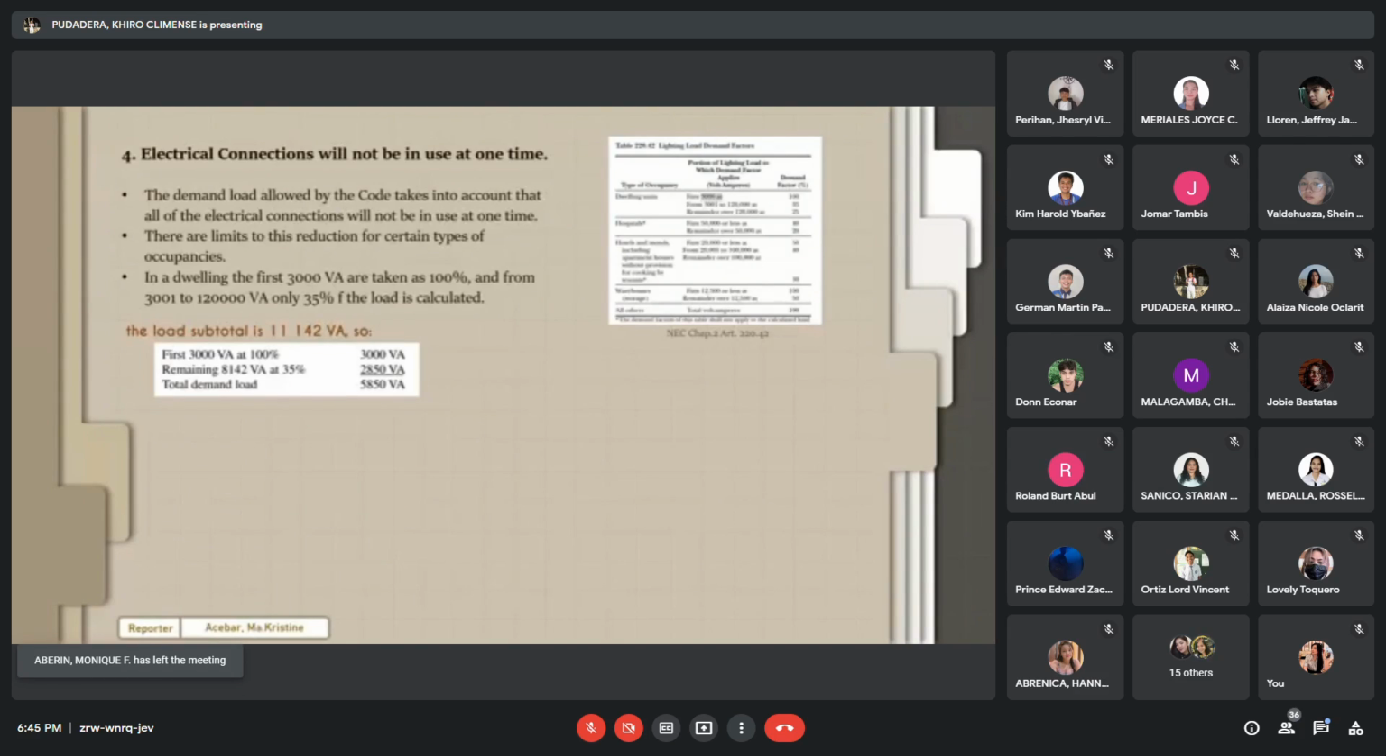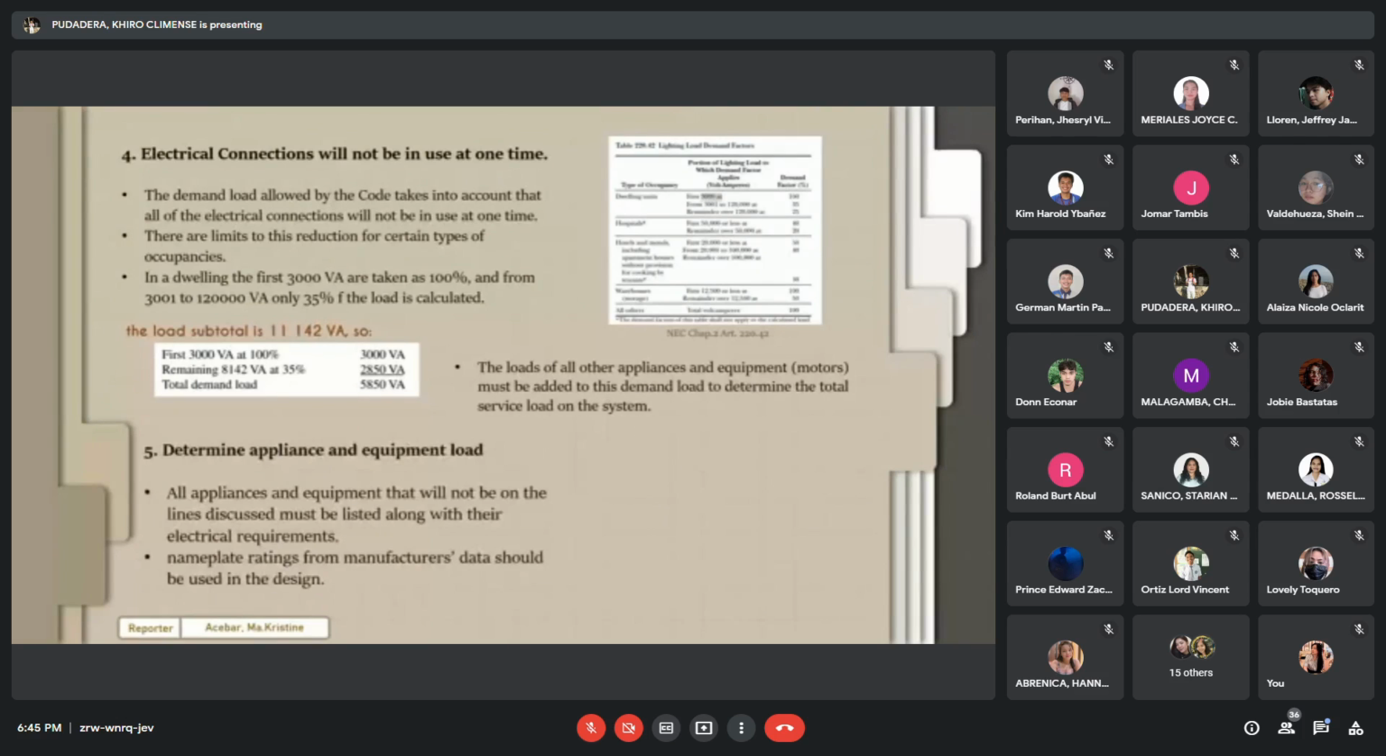The load of all the other appliances and equipment must be added to this demand load to determine the total service load on the system. So this will lead us to the fifth general consideration. Fifth, to determine the appliance and equipment load, all appliances and equipment that will not be on the lines discussed above must be listed along with their electrical requirements.